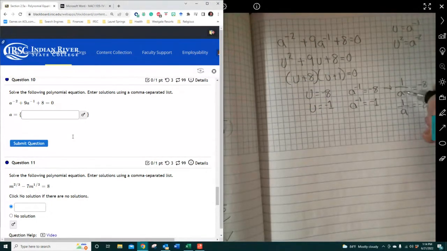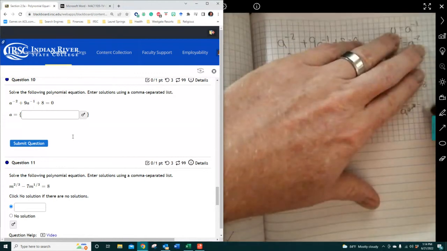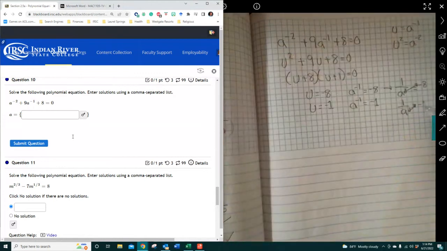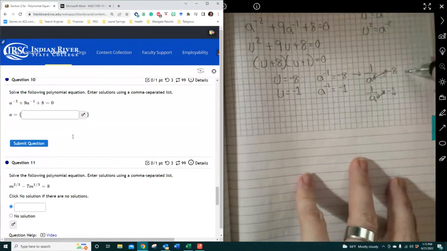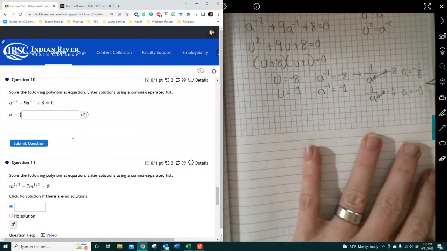And another thing I just tell students is to just switch these two values and you'll get your answer for both a. By the way, this should be a 1, not another 8. So my answer then becomes, if I switch them, a equals -1/8 and a equals -1. Okay, so we have our answers.